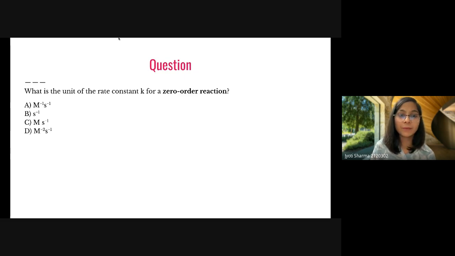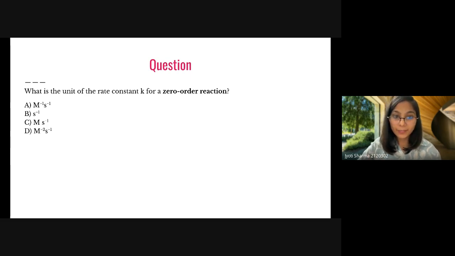This is a very simple question. What is the unit of rate constant? So this is not the rate of reaction, but this is the rate constant K for the zero order reaction. And the options are molarity per second, molarity per second, per molarity square, and per second. What do you think? What should be the right answer for this?